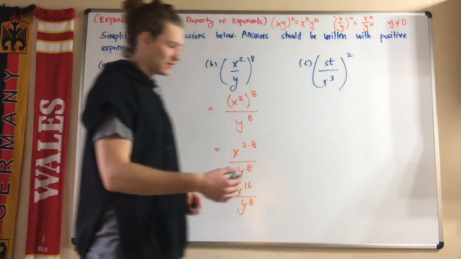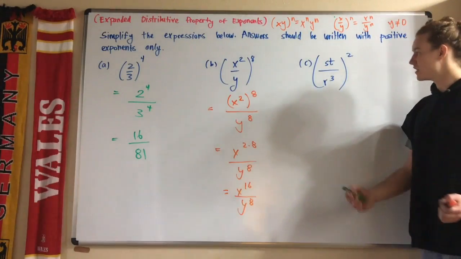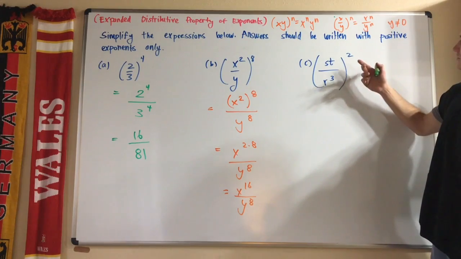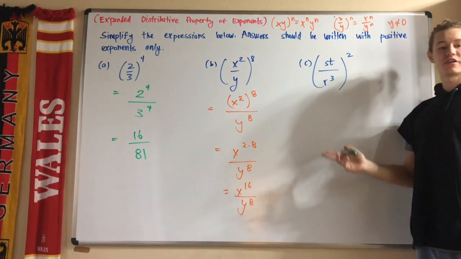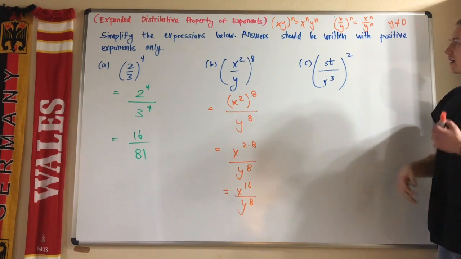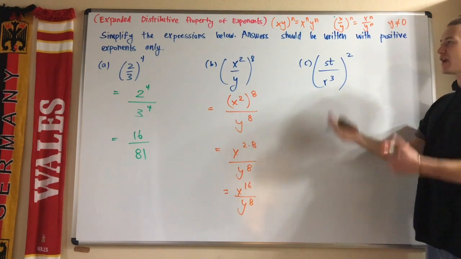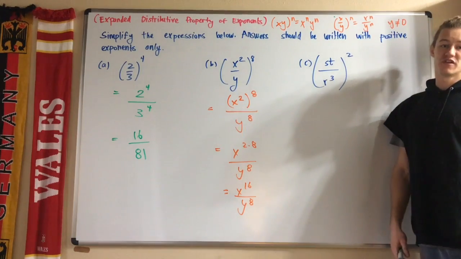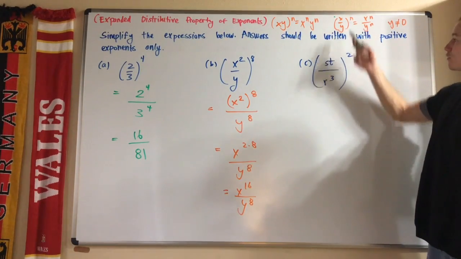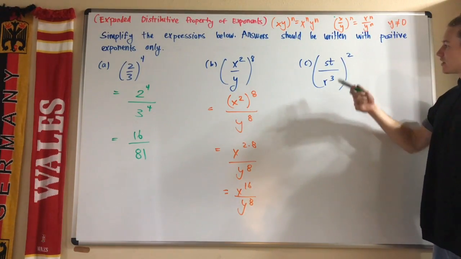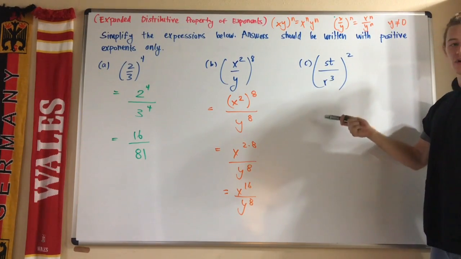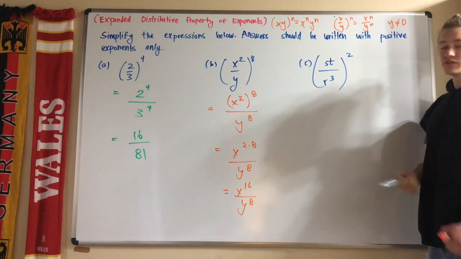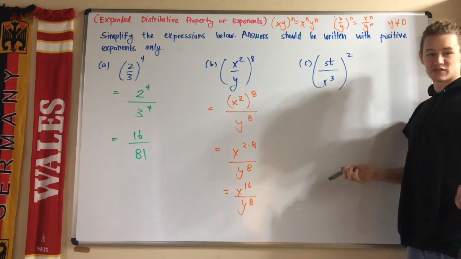Let's look at C. Now C is a little bit more complicated because not only are we taking a power of a quotient, but inside of our quotient we actually have a product in our numerator. So as we talk about this, remember that the expanded distributive property is just the distributive property for one case of a quotient. This can still be considered, if you think about this, as s times t times 1 over r cubed. And we could use the distributive property for such a product.